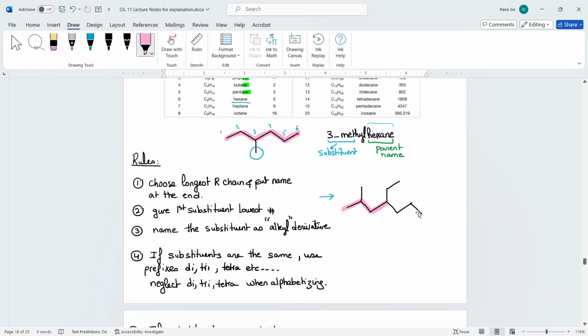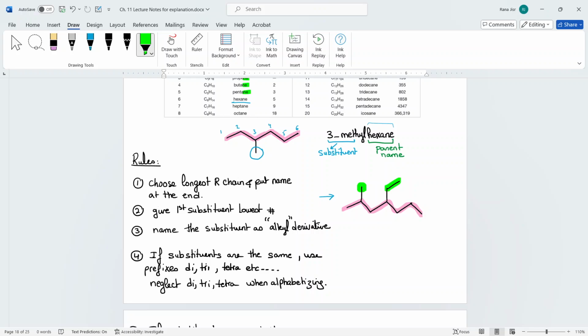So see, when I reach here, I have 2 possibilities. Either going this way, which is going to add 2 more carbons to my chain, or going this way, which is going to add 3 more carbons to my chain. So I'm going to choose this way over here. Now here, notice that I do have 2 substituents. I have a CH3 and I have a CH2CH3 in there.